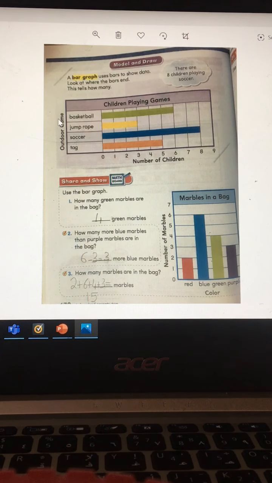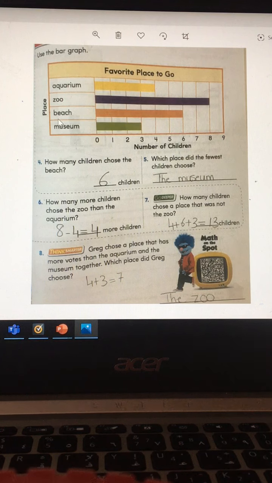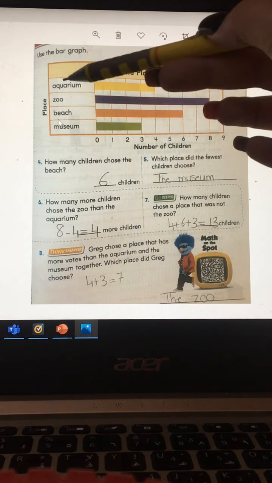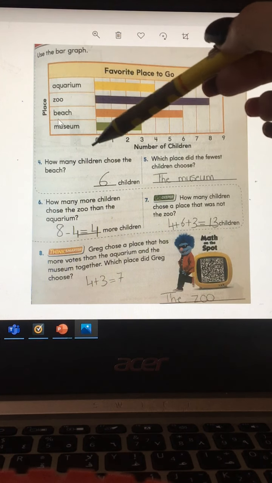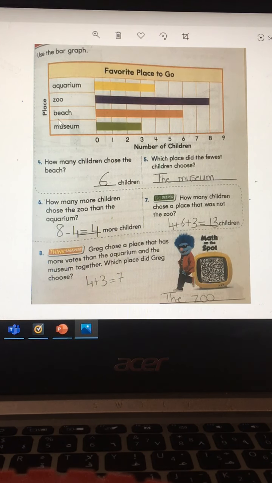Okay. Now let's move on to another bar graph that we are going to discuss in this session together. Here are the numbers, the number of children. And here are the places that they love, or prefer, or favor to go. Now let's start answering the following questions. How many children chose the beach? Here, as I said, are the 4 places that they favor.